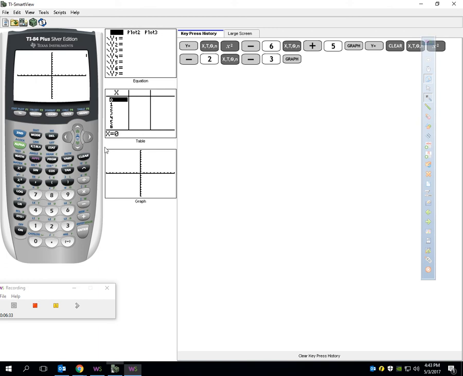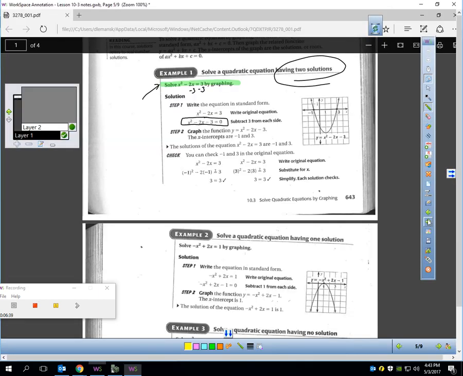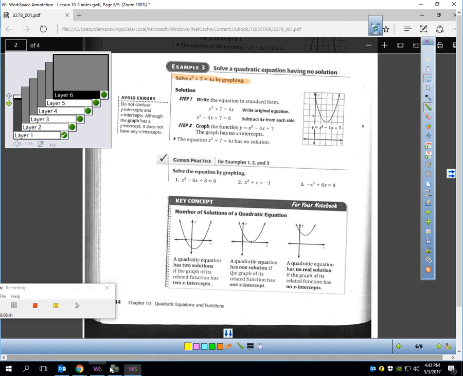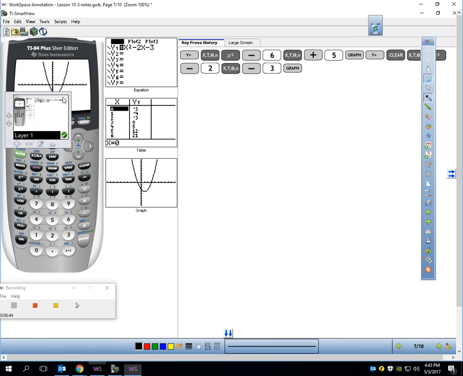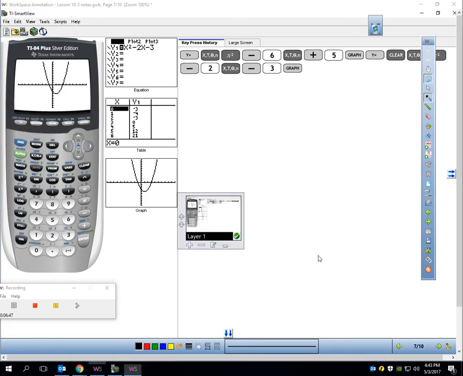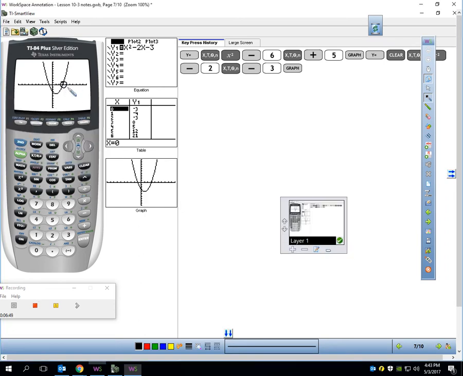And when I hit graph, you can see right now that we have 2 solutions. One is here at positive 3, and one is here at negative 1. Okay, so x would equal 3, x would equal negative 1.